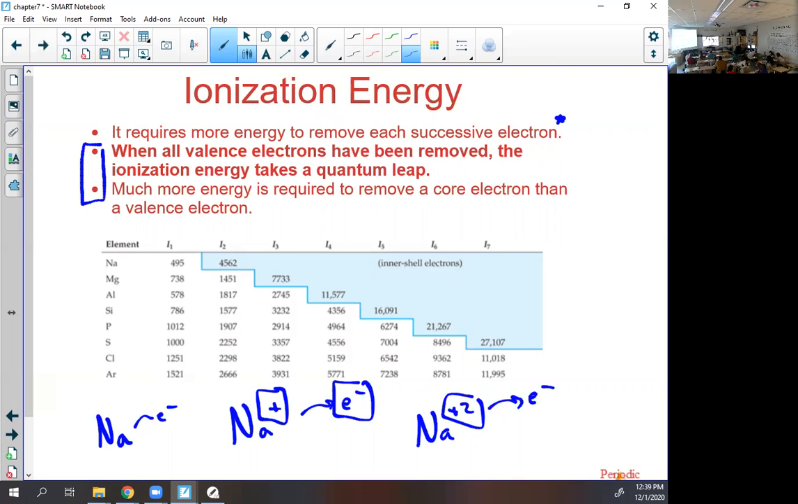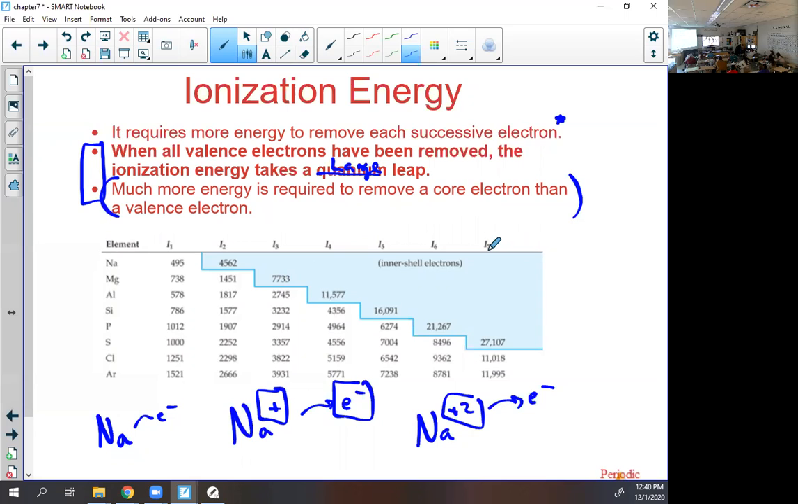Okay, this is really important. This is almost always on the AP test somewhere. When all valence electrons have been removed, the ionization energy takes a quantum leap. That's what the book uses. It has nothing to do with quantum. It just means it takes a large leap in energy. And you can see that represented here. Much more energy is required to remove a core electron than a valence electron. You must know that.